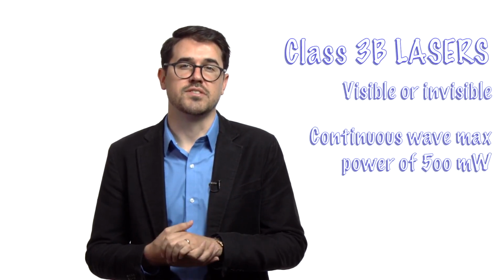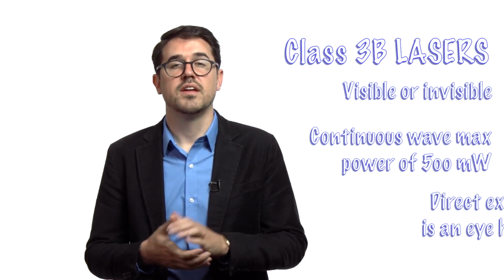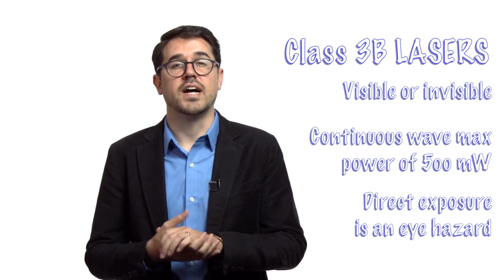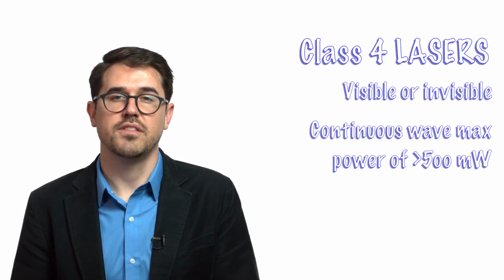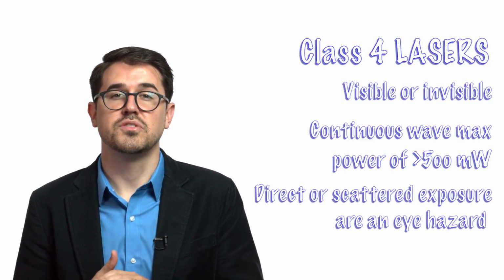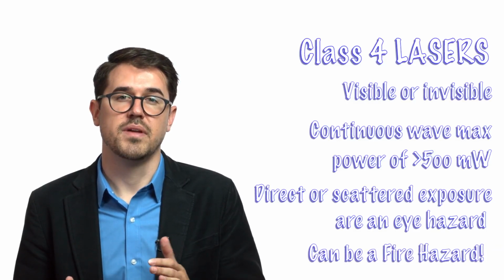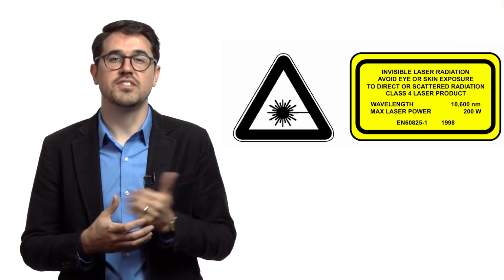Class 3B applies to visible or invisible lasers, with a continuous wave maximum power of 500 milliwatts. Direct exposure to these beams is an eye hazard. Class 4 applies to visible or invisible lasers with a continuous wave power of greater than 500 milliwatts. They are an eye and skin hazard when exposed to the direct or scattered beam, and they can even be a fire hazard. When you purchase a laser, you should find these two labels.